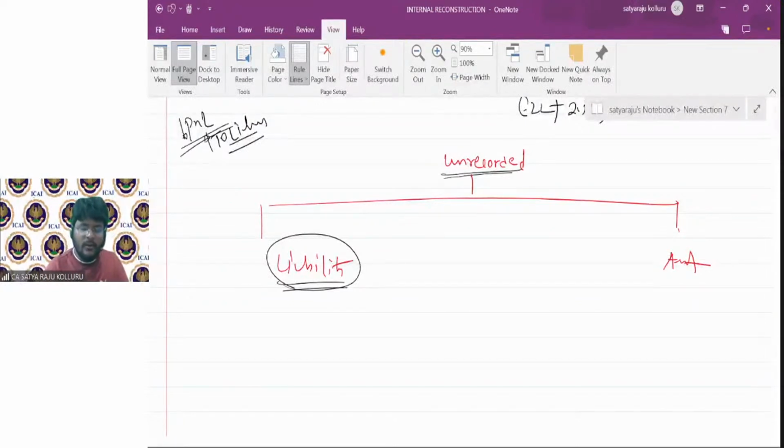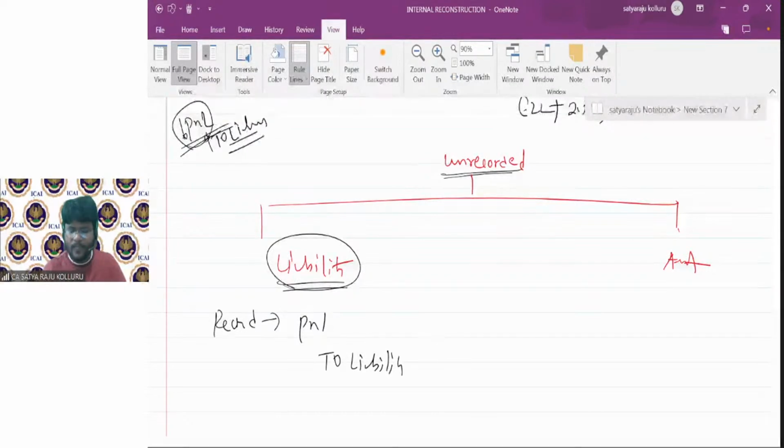Now here, during the process of internal reconstruction, if you derive any profit or loss, you always use the reconstruction account. You know that. Now first, to record the liability, the entry is reconstruction account to unrecorded liability, or simply to liability account. Let us assume the liability worth is 5 lakhs.